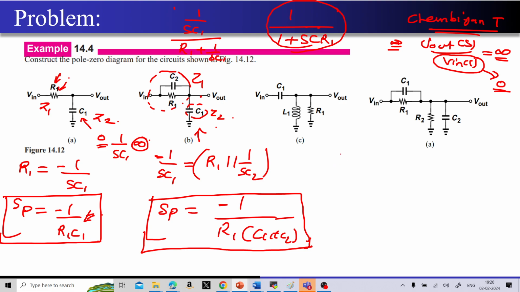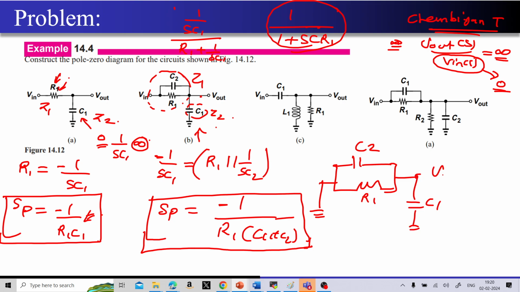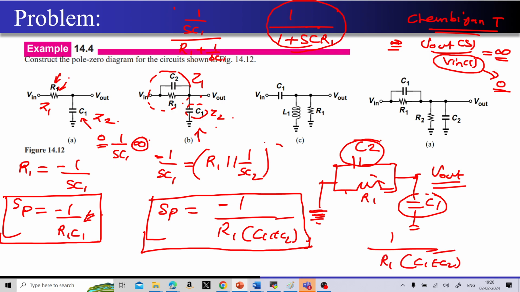So if I take this circuit and short the input to the ground, this is what I will be left with, and this is what I have, C1 over here. So whatever is present on the V out, that is going to become your pole. Now you can see that C1 and C2 are in parallel with each other, and you have R1 that is parallel to the parallel combination of C1 and C2, because this node is now grounded. So what you will be left with is nothing but 1 upon R1 times C1 plus C2. So instead of solving from here, you can directly get the answer from this method.